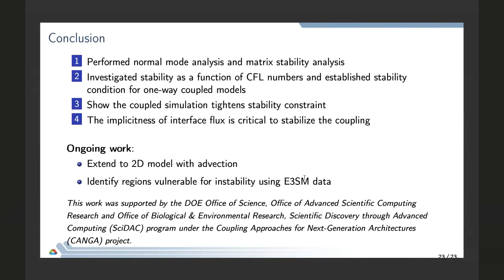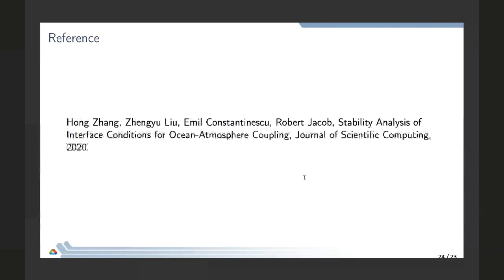For some ongoing work, we are extending this to two-dimensional models with advection. We are also using our theoretical results to identify regions vulnerable to instability using E3SM data. For more details, you can refer to our paper published in the Journal of Scientific Computing.